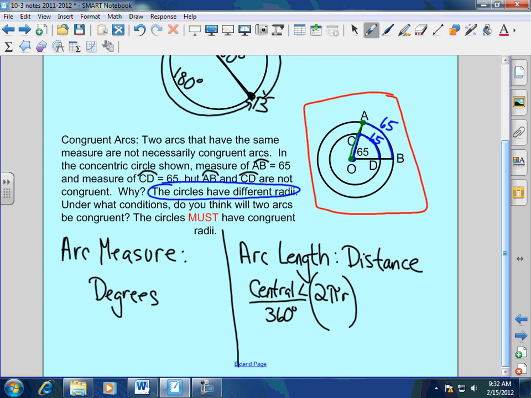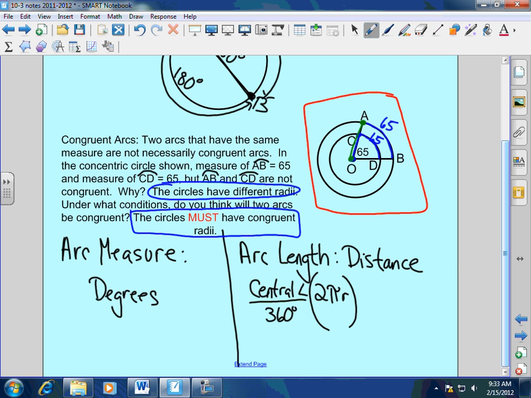So what must happen? What do you think has to happen in order for arcs to be congruent? Yes, sir? The same circle. Very good. In order for arcs to be congruent, the main gist here is that the circles must have congruent radii. And we already know that if circles have congruent radii, then those circles are congruent. That's exactly right. So what's happening here?